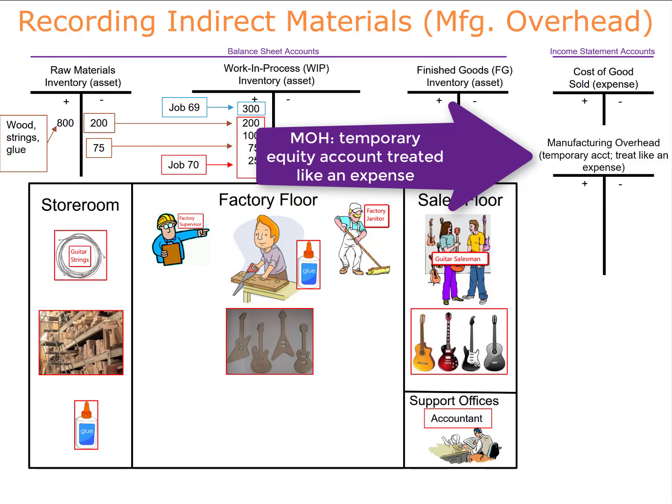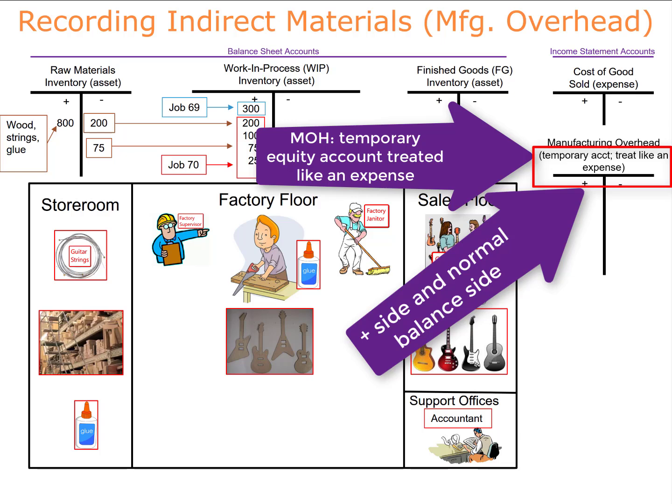Manufacturing overhead is not an asset account. Manufacturing overhead is a temporary account used to accumulate costs. It falls under the equity classification and is treated like an expense. This means it increases on the debit side, it normally has a debit balance, and it decreases equity. What we will do with this account is to accumulate actual manufacturing overhead costs on the debit side. So this is important. The debit side are actual manufacturing overhead costs.